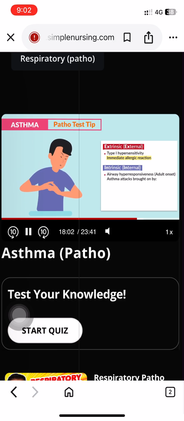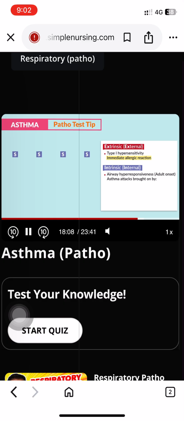Asthma hyperresponsiveness, which is typically adult onset. These asthma attacks are brought on by the 4 S's. So S for sickness, like a respiratory infection. Once again, just think intrinsic. This infection is inside the body. And S for stress inside the body.